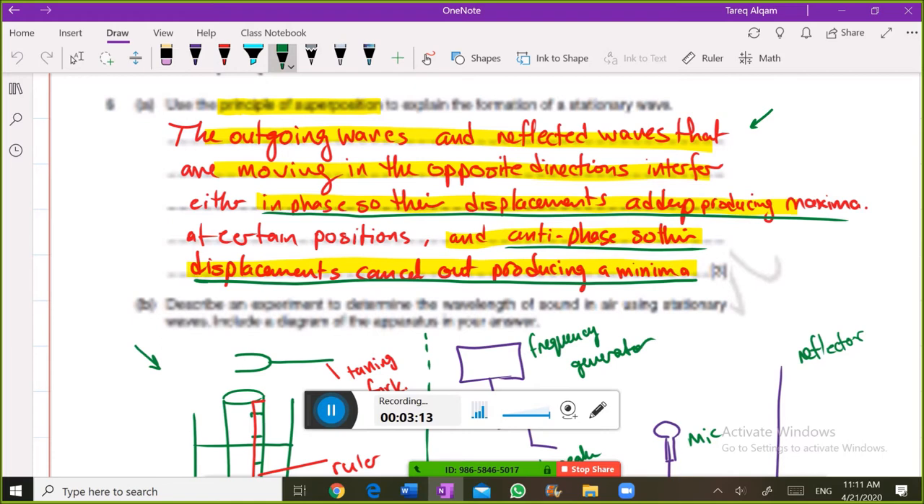And if you're asked to write this in terms of the principle of superposition, you have to mention that if they interfere constructively, their displacements add up. If they interfere destructively, their displacements cancel out.